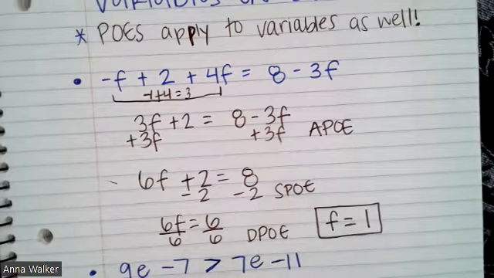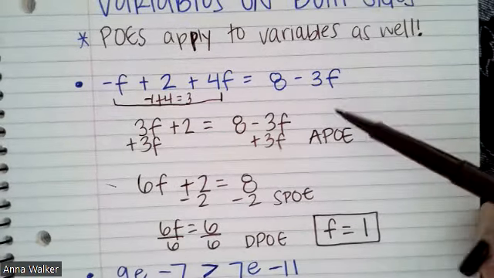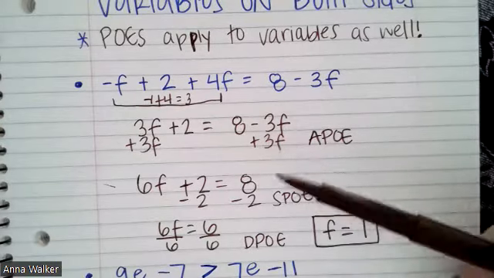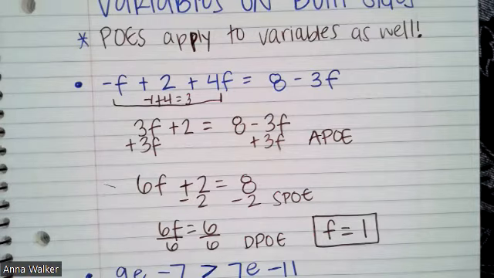8 is equal to 8. Boom, I know I did it correctly. So all we did was take the POS and apply it to the terms with the variable, and we just combined our like terms in the midst of solving an equation.